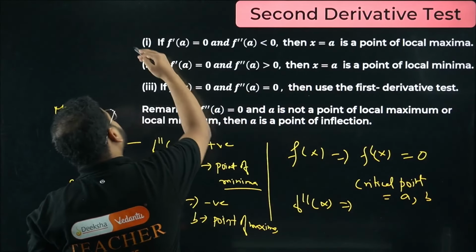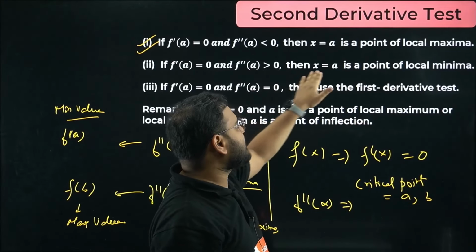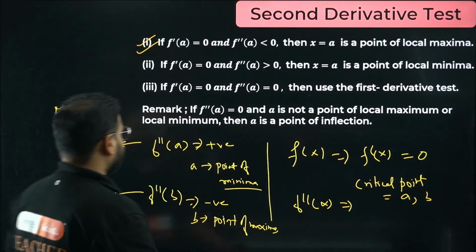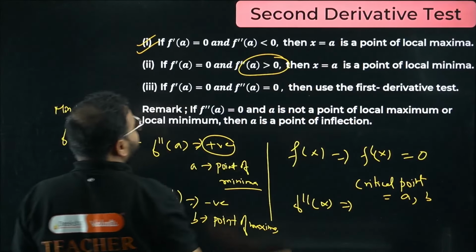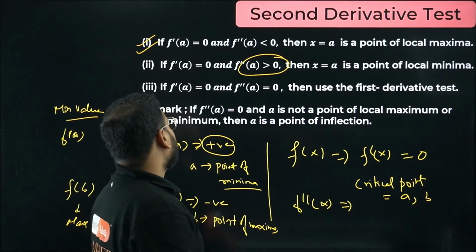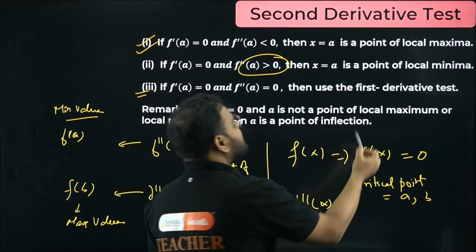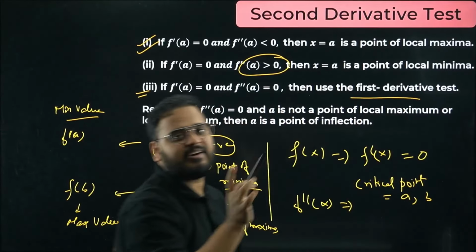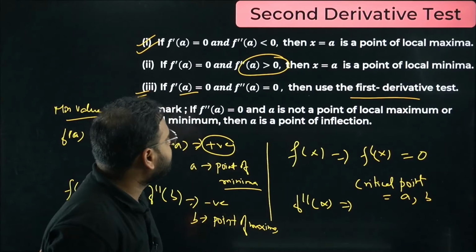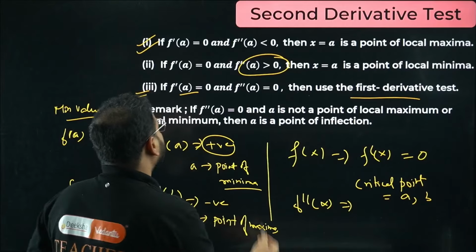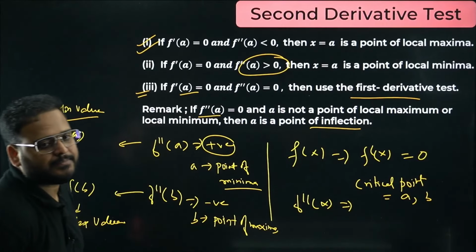First point is clear. Check here, f dash of a is 0 and f double dash of a is greater than 0 means it will be a point of minima. Check here, positive, right? Okay. If you are getting the case where both are coming 0, use the first derivative test to get the change in trend. Check the trend using the first derivative test. Same thing is given over here. And the last one that we got, point of inflection, please check.